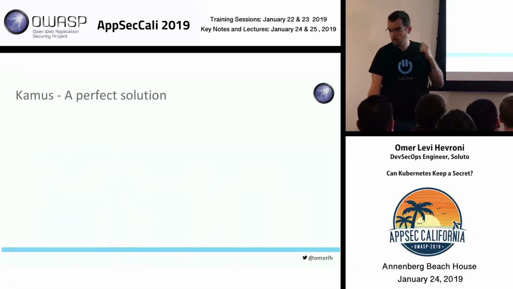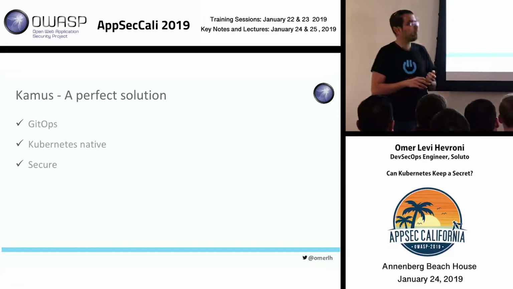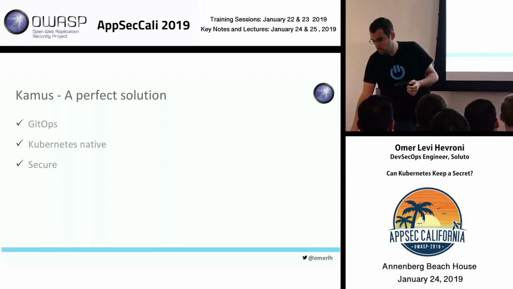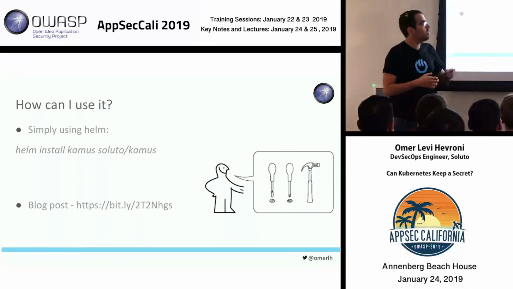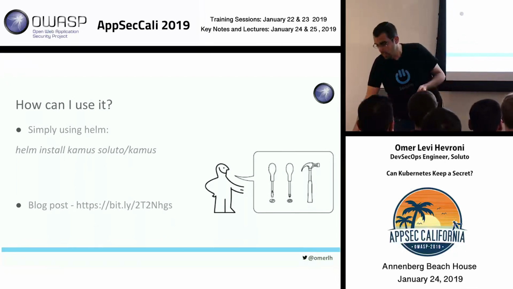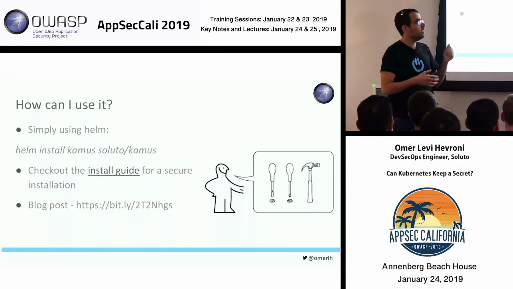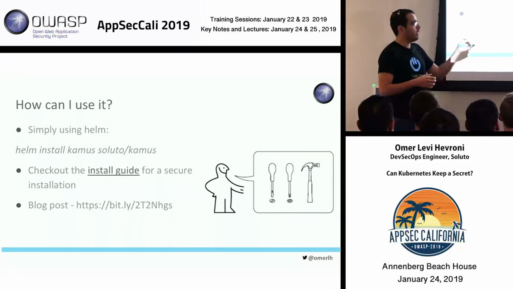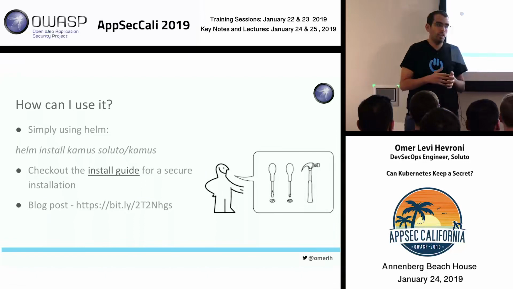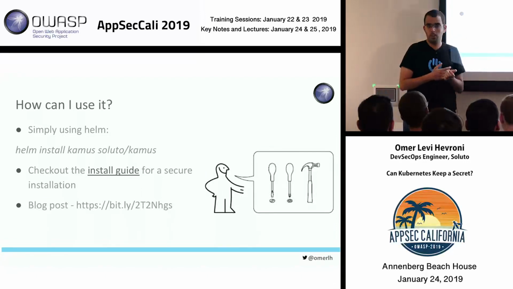So let's go back to the requirements. We talked about how Camus is GitOps, Kubernetes native, and secure. I do hope that now you ask how can I use Camus, and it's very easy. We have a Helm repository, so using Helm, it's really easy to install it. Check out the installation guide. It defines how to create a production Camus installation with Azure or GCP backend. And of course, there is a blog post describing most of the things I talked about today, and also how to install Camus.